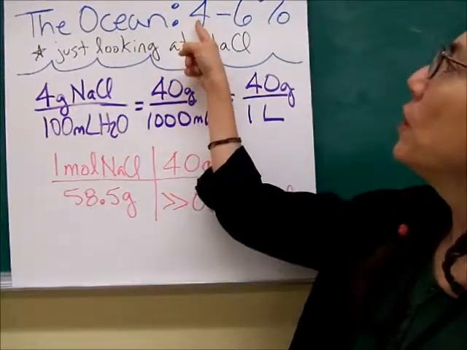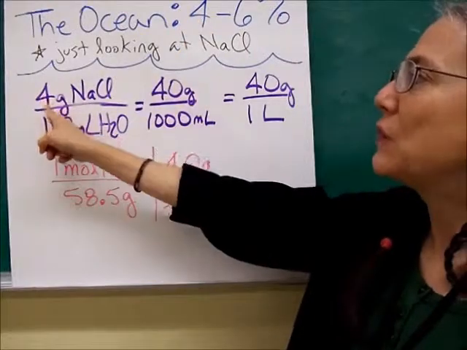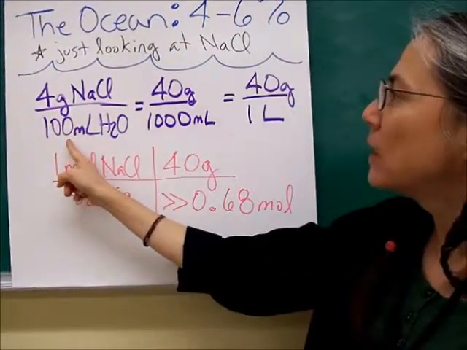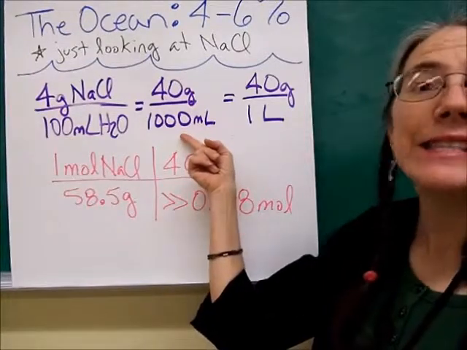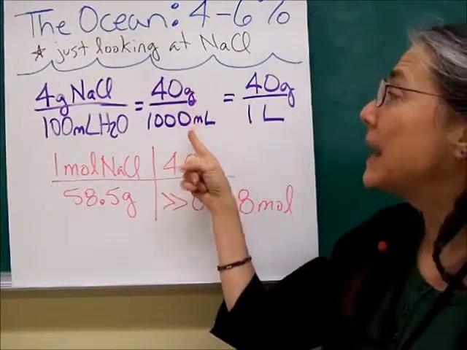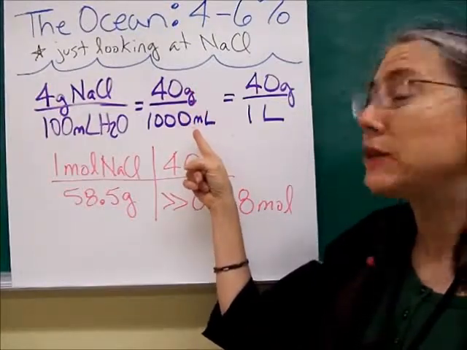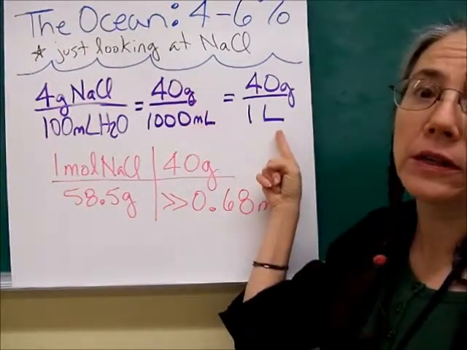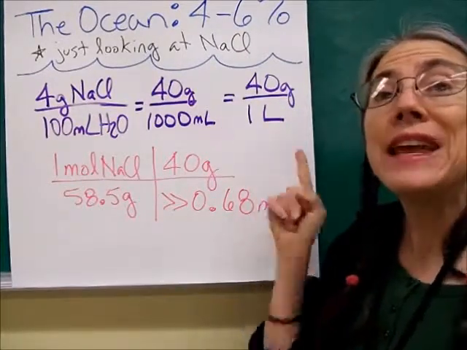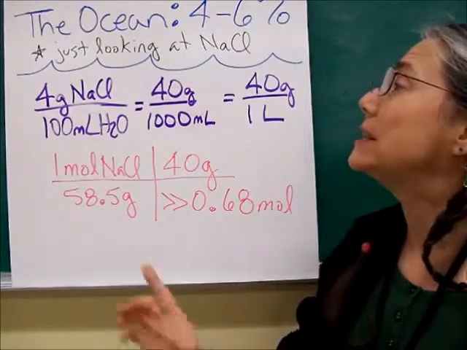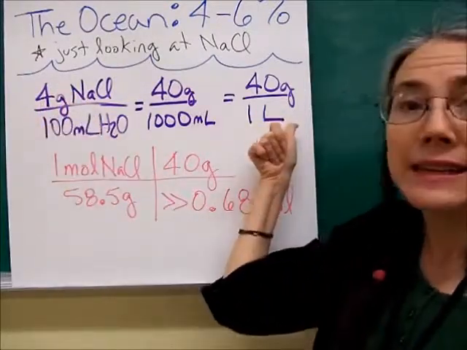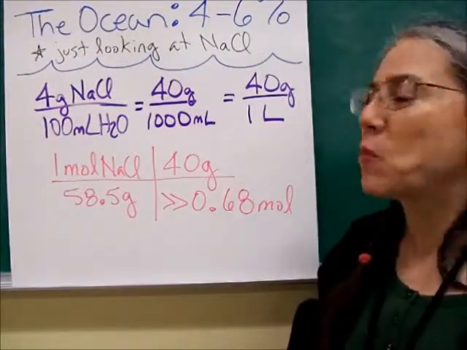If a 4% solution is 4 grams in 100 milliliters of water, then I could stick a 0 on both sides of this. So it's 40 grams in 1,000 milliliters, and here we are with a liter, and it's 40 grams per liter. So the easy schmeezy way to look at this is if you've got 4 grams, add a 0 and stick it in the liters. That will work.